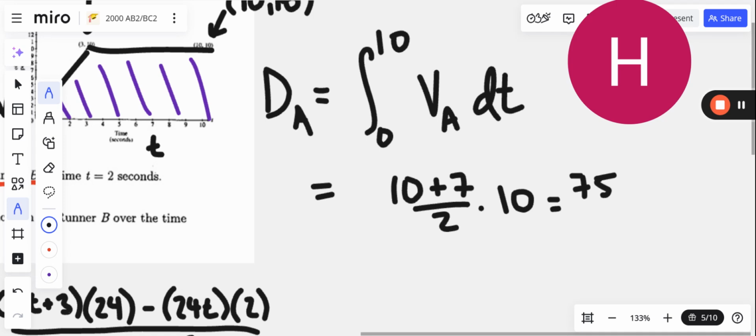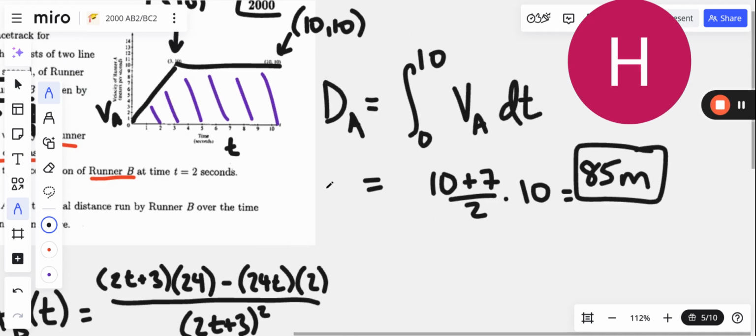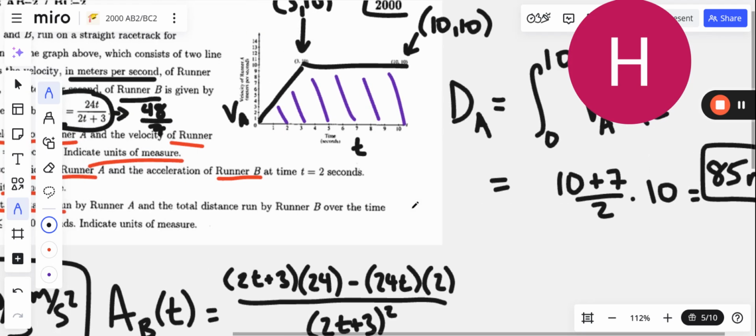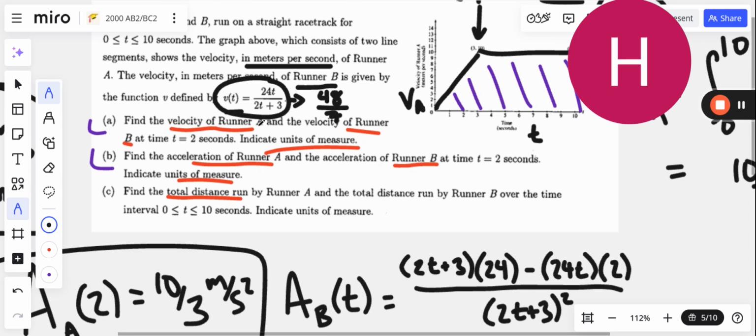Is it 85? It's 85. Sorry, guys. There we go. And this is going to be in meters, I guess. It's pretty good. I was going to say 10 seconds to run the 100-meter dash. That would be Usain Bolt level. This is 85 meters, so still really fast, I think. Way faster than me. Let's find the distance for this person.